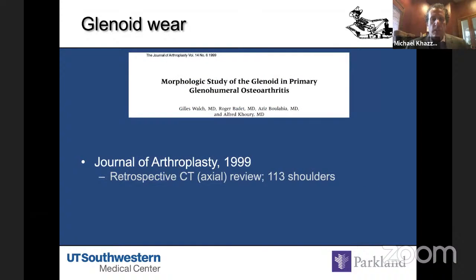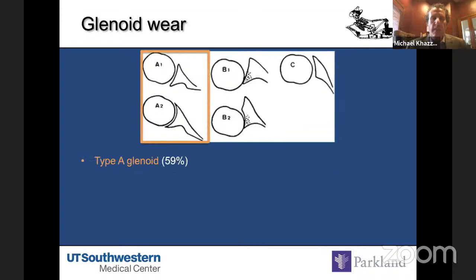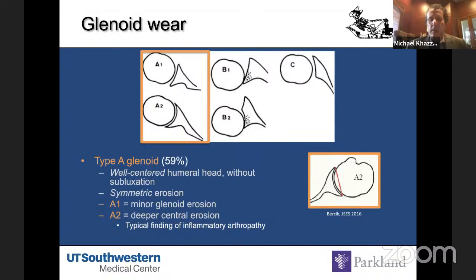So here's the original classification: the A types, the B types, and the C, which is hypoplastic or dysplastic glenoids. In the A type, well-centered humeral head without subluxation, symmetric erosion. The A1 had minor erosion. The A2 is more inflammatory or central erosion, as you can see by this description here, where if you draw the glenoid line, the humeral head is usually medial to this.